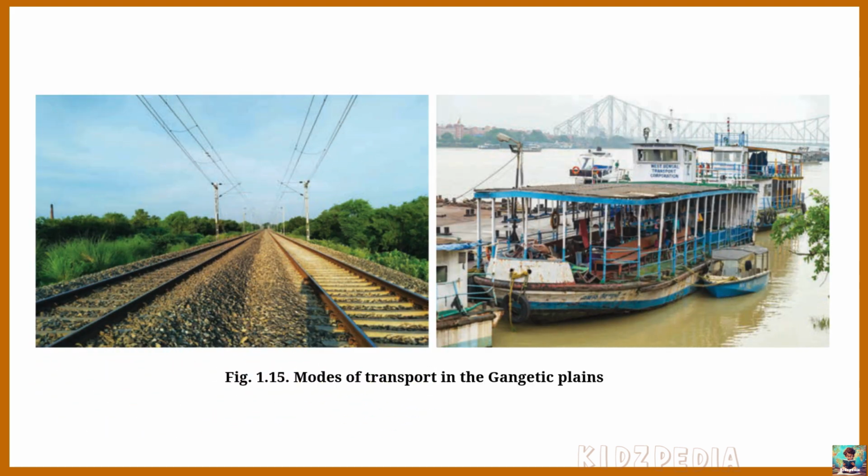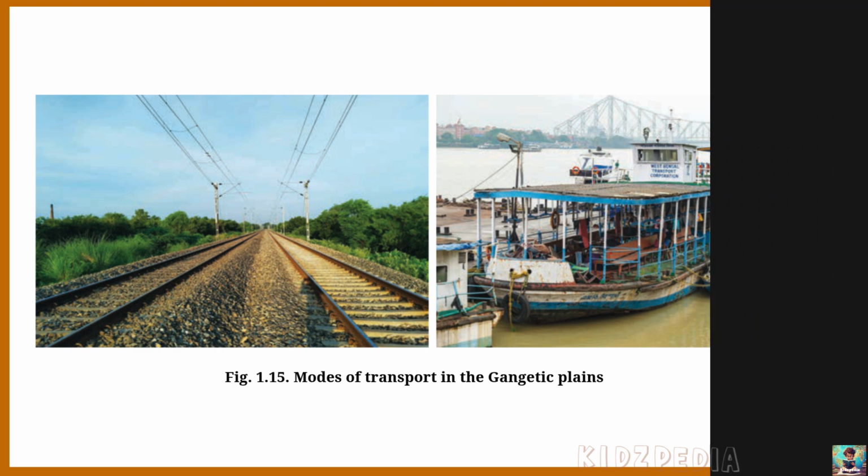Figure 1.15 Modes of transport in the Gangetic Plains. In the first picture, you can see railway tracks which show rail transport, and in the next one, a boat is seen in the river which shows water transport. This tells us that both rail and water transport are used in the plains, and because the land is flat and rivers are present, transport is easy and well developed.